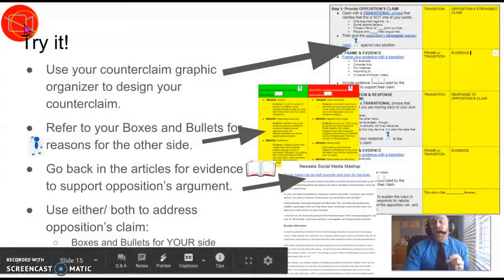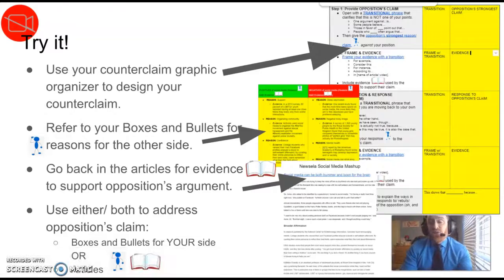Excellent. So here's what you're actually going to do. Go into your counterclaim graphic organizer and fill out the yellow boxes. You're going to need to go back to your boxes and bullets and find the strongest reason for the other side. Plug that in. Don't forget a transition. Then you might have to go back and find evidence. You can use the articles, and I'll link them here in the video. Find some evidence to support their reason and make sure you frame that evidence. Then you're going to need a transition, like, yeah, but. There's a whole bunch of different transitions you can use, and I've got them listed in the gray box.